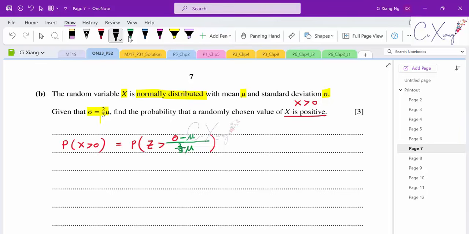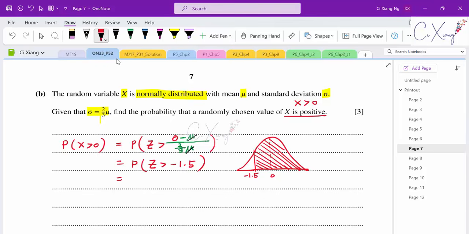Okay, so before you continue further, 0 minus mu, you get negative mu. The mu and the mu, you can cancel off with each other. Alright, so if you simplify the remaining numbers, you should get negative 1.5. Then the area of Z greater than negative 1.5 means something like this. So this is negative 1.5. Greater than means on the right hand side of that particular value of Z.